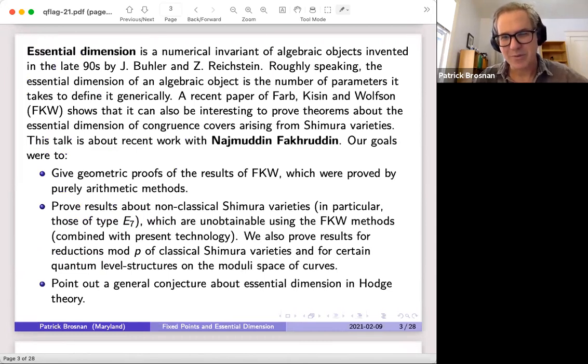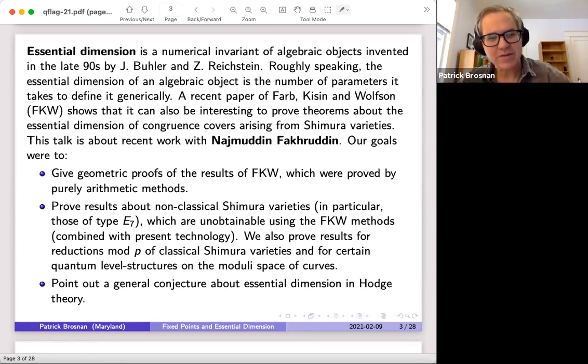Essential dimension is a numerical invariant of algebraic objects, invented in the 90s by J. Buhler and Z. Reichstein. This is actually from a talk I gave to a more general audience, but I think it's worth repeating. Roughly speaking, the essential dimension of an algebraic object is the number of parameters it takes to define it generically. A recent paper of Benson Farb, Mark Kisin, and Jesse Wolfson, which I'm going to call FKW, because a lot of what I do is based on that paper, shows that it can be interesting to prove theorems about the essential dimension of congruent covers arising from Shimura varieties.